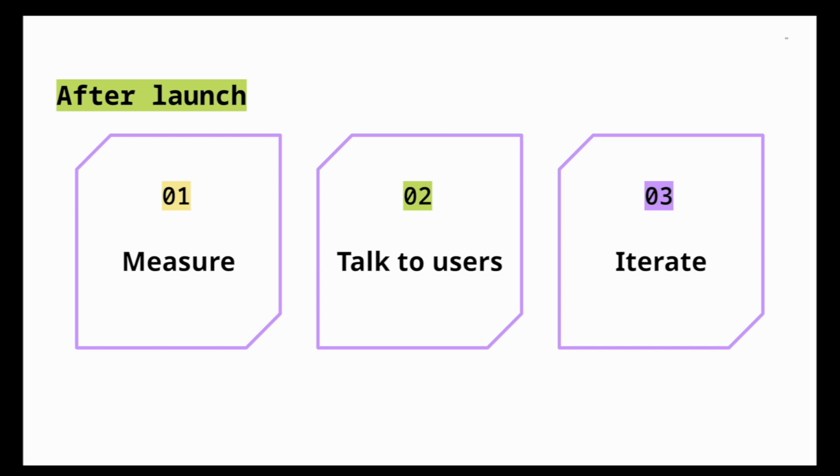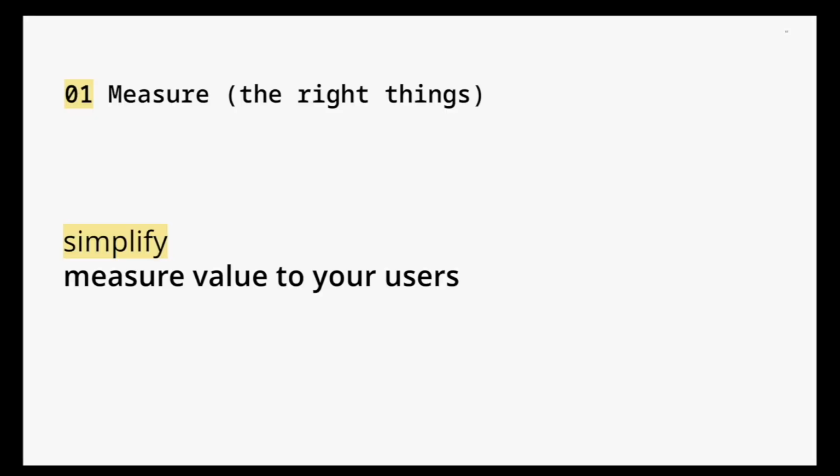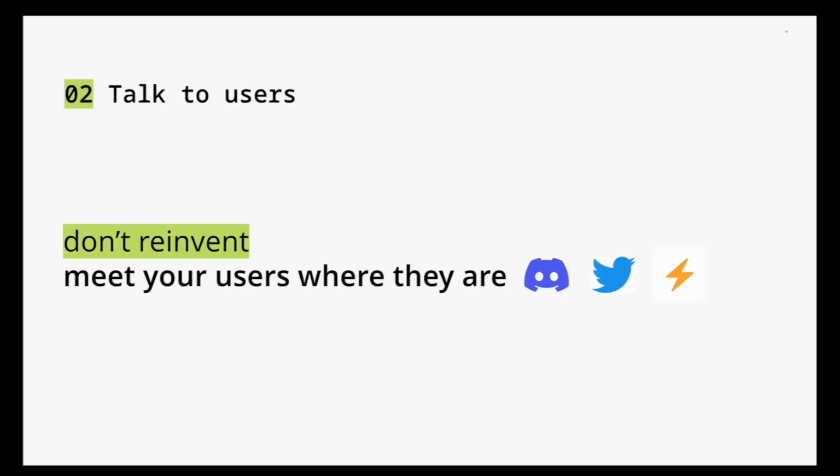How do you actually do those things? When you're measuring the right things, make sure you're simplifying it down to the most important thing you can, which is to measure the value that you're bringing to your users. And you can do this by understanding the job to be done and the value that you're creating in their life. So measure value to your users. Talk to your users. And you do that not through building up an entire custom chat integration. Don't reinvent the wheel. Just meet your users where they are, whether that's on Discord, on Twitter, or on Snapshot. Meet your users where they are and talk to them.